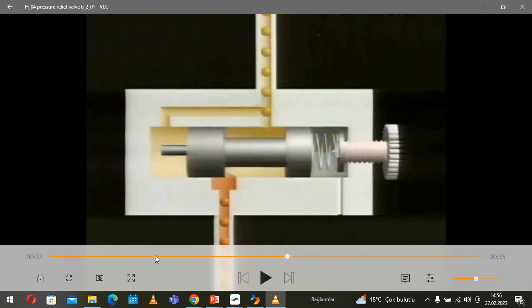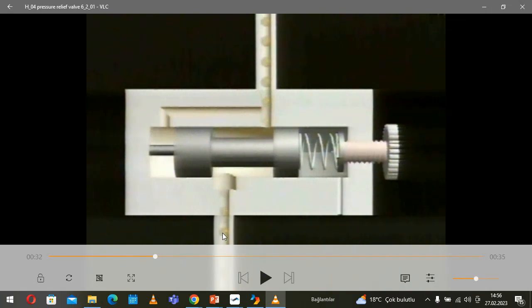Let's say here it's completely open. That means the oil coming from the pump flows into the cylinder. But they have adjusted a certain pressure for the output. This is adjusted by the spring force here. You see the pressure on the output is also connected to this side of the piston here.